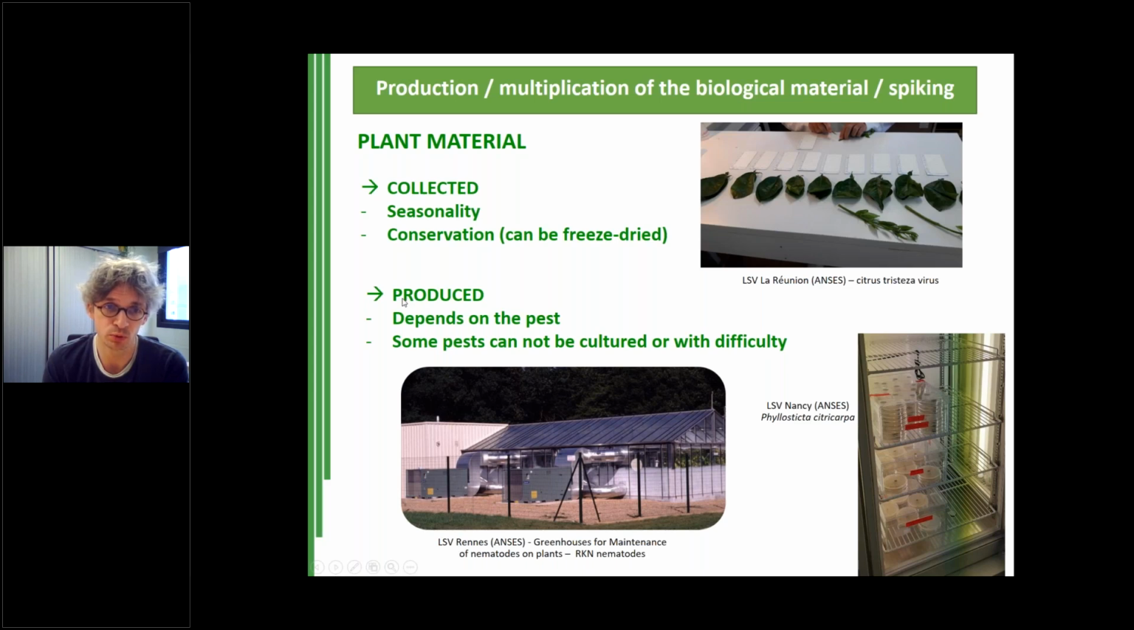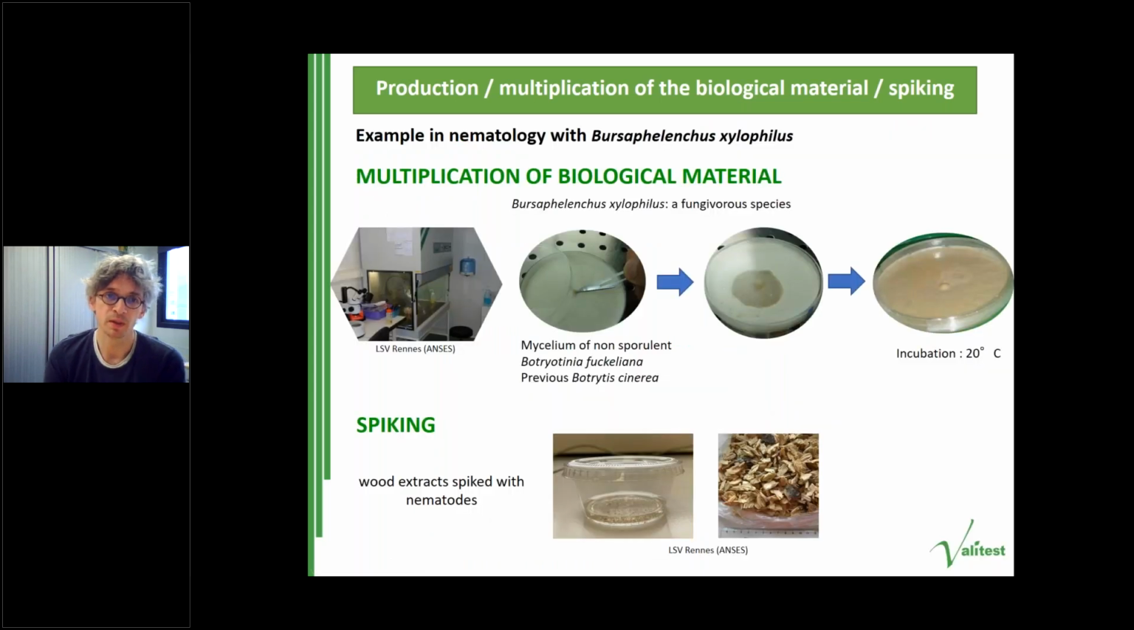In other cases, you can also produce your biological material. It will depend on the pest, and some pests cannot be cultured or only with difficulty. And you also see some illustrations here: Petri dishes with the fungus Phyllosticta citricarpa and greenhouses for the maintenance of nematodes on plants. An example in nematology with Bursaphelenchus xylophilus. Actually, this nematode can be raised on fungal culture. So what is done, as shown on the pictures, is that we grow the fungus, in this case, a non-virulent strain of Botrytis cinerea. And once you have the fungus, you can raise the nematode on your Petri dishes.